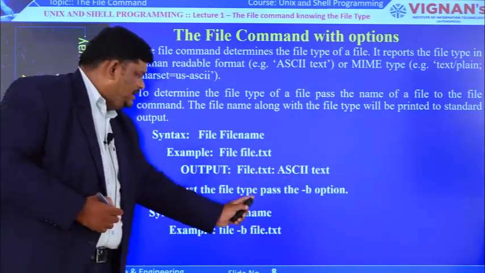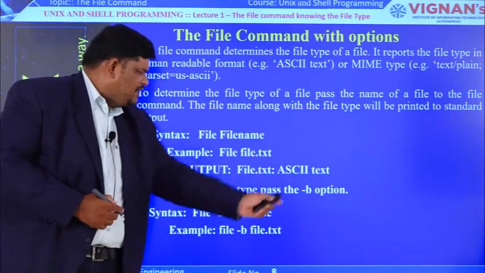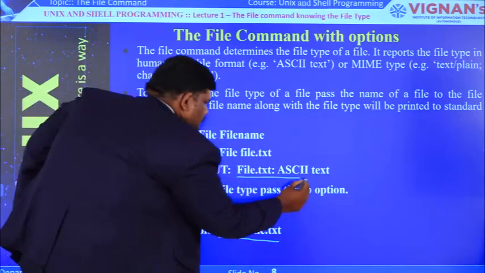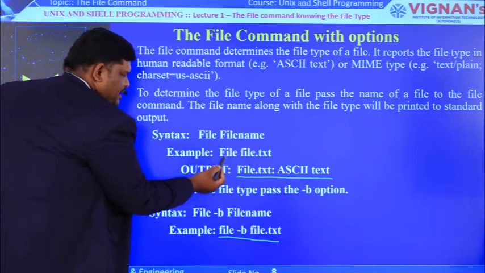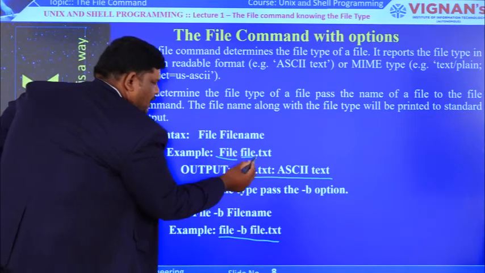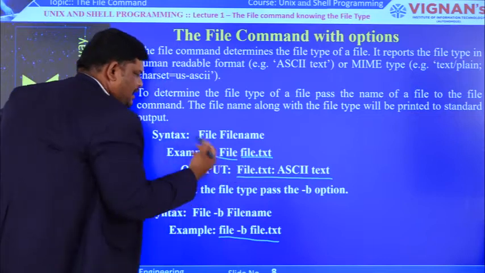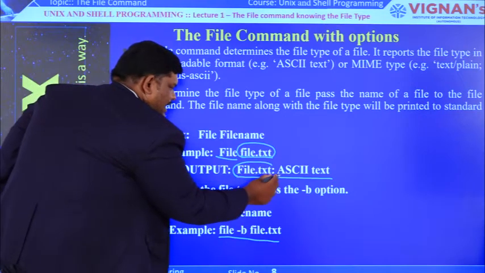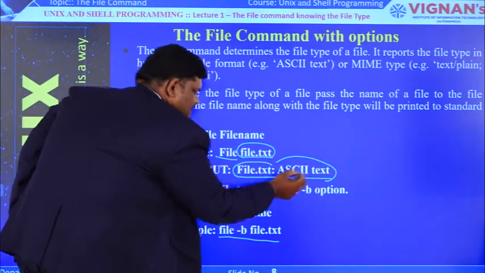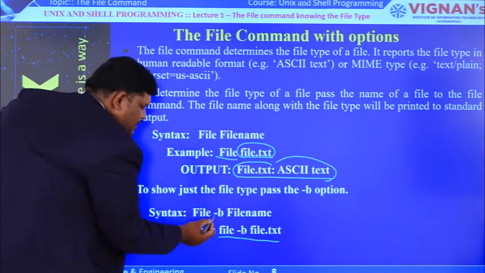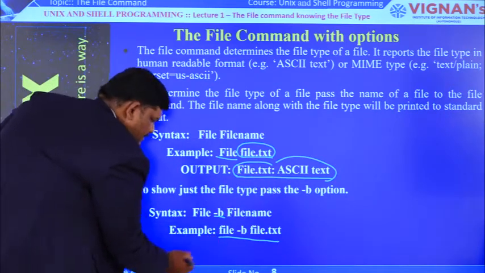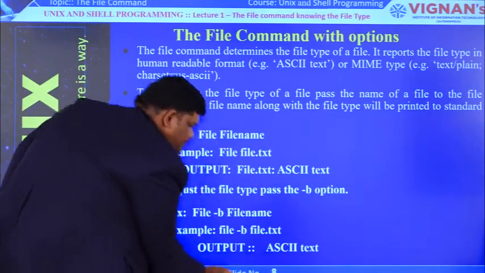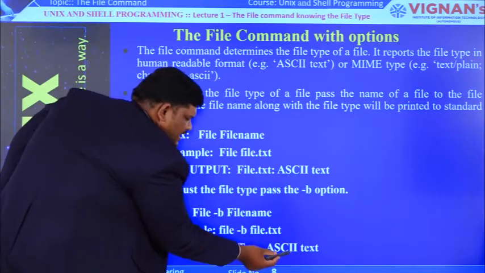To show just the file type, pass the option b. Now what is the use of option b? If you compare these two outputs, here without option b, we give the file command and the argument file.txt, because we want to know which type it is. The output comes along with the file name, and the returned type is ASCII text. So this is the file type. If you give the option b, it will give only the file type straight away, without any file name.